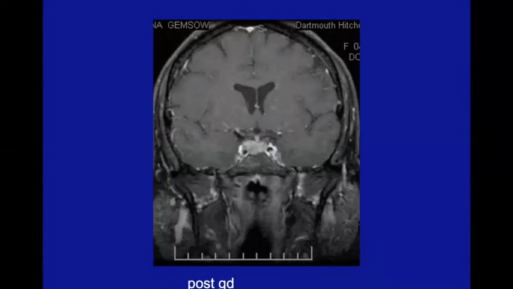Excuse me one second. Someone is annotating these images and it's distracting.